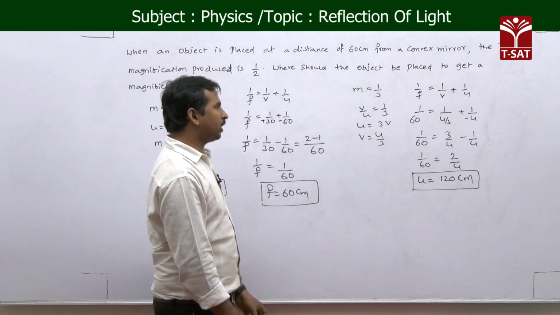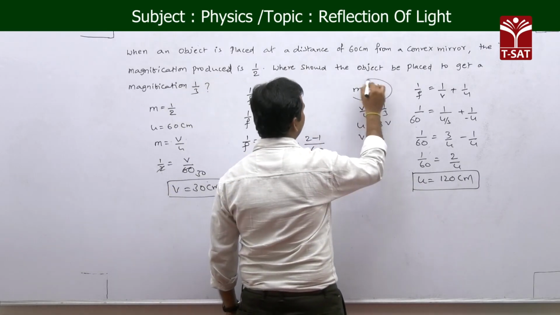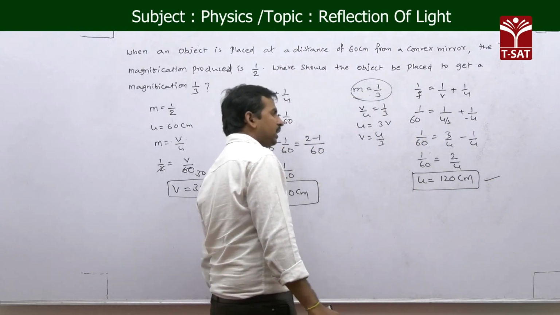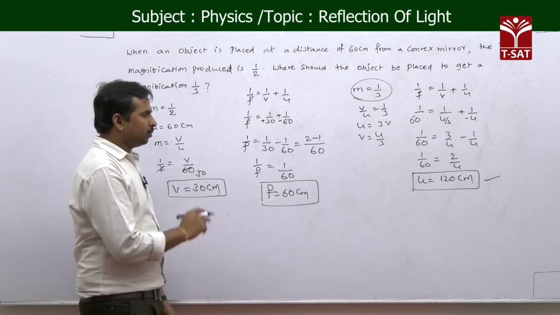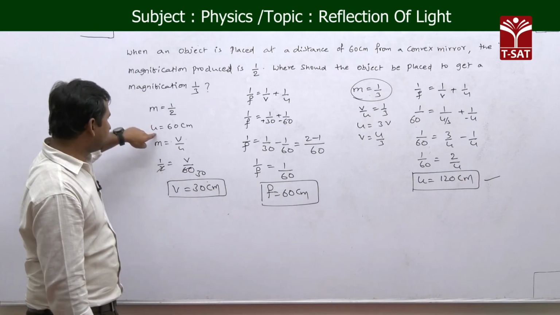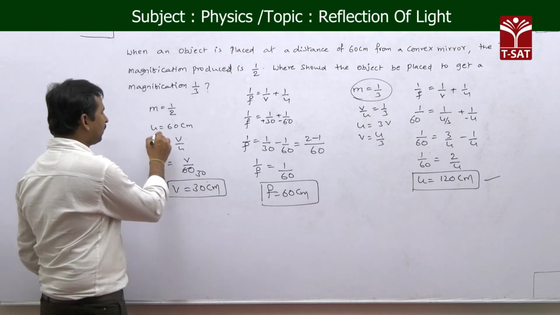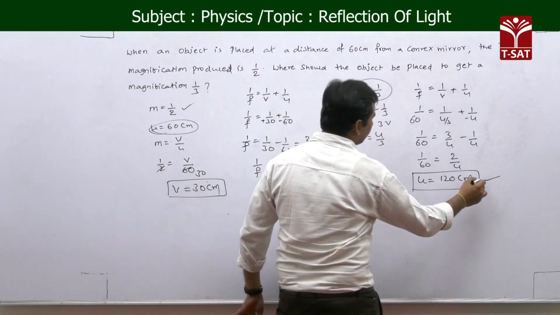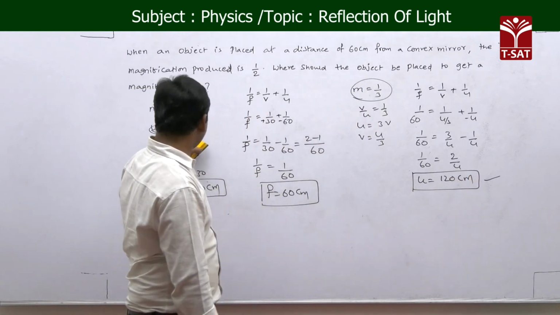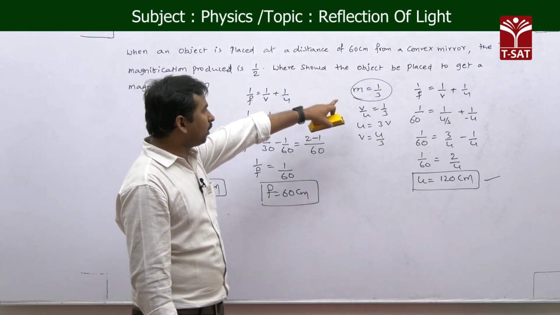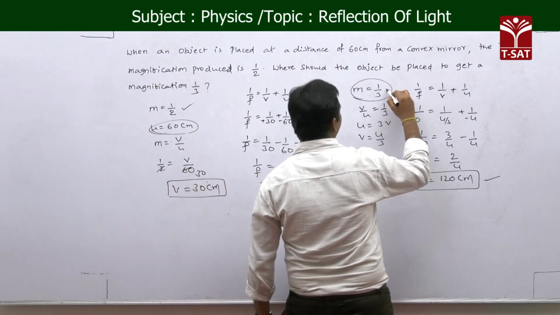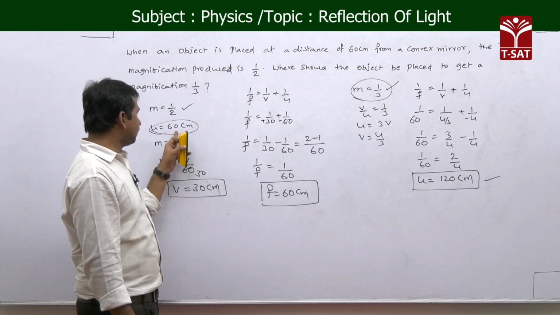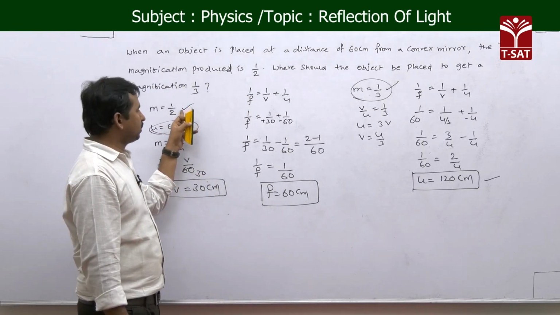Means if you want to get a more diminished image, m is equal to 1 by 3, then the object distance we have to place is 120 centimeters. But if you observe here, initially the object is at 60, so the magnification is 1 by 2 here. Now the object is at 120, means the object distance is increased. Then the magnification is more diminished, because if the object is at 60, the magnification we got is 1 by 2.